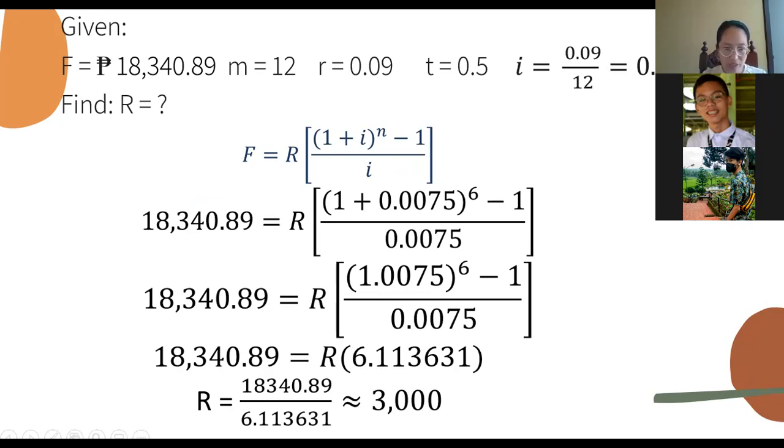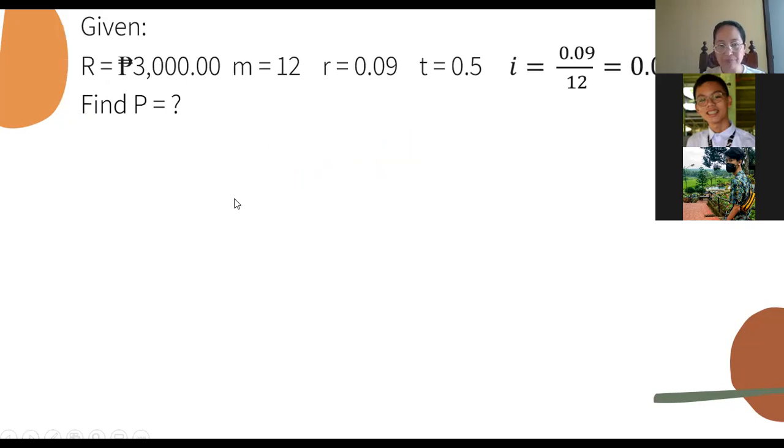Pag dinivide natin siya, 18,340.89 divided by 6.113631. So it's 2,999.999509. So that's why it's approximately equal to 3,000. Ano po? Hindi man siya exactly the same, exactly equal to 3,000, pero 1 peso difference, correct na for our R, which is 3,000. Okay po? So yun po yung different cases on how to use the formula for future value.